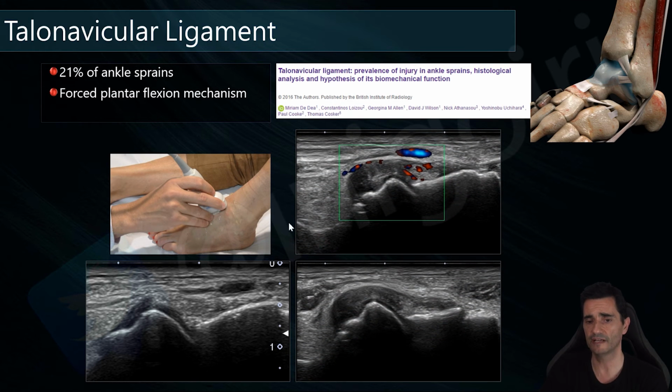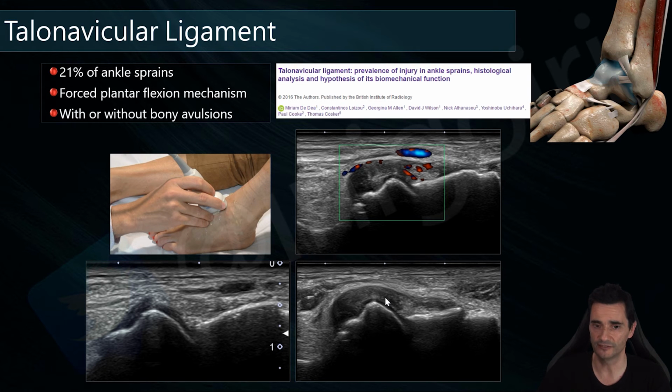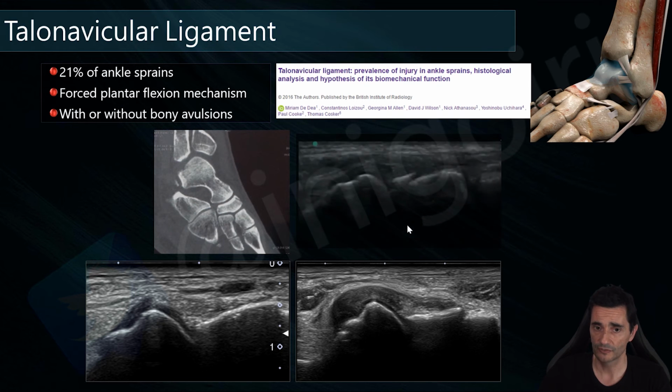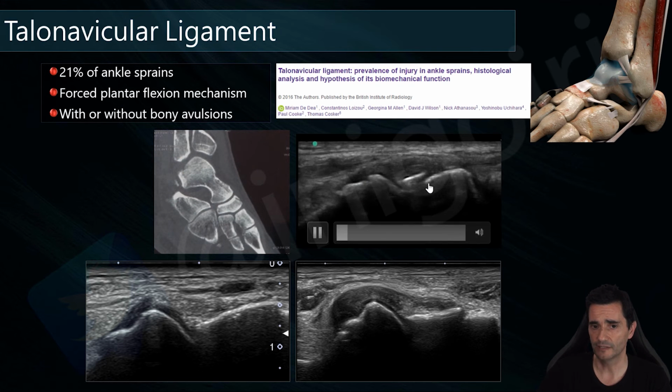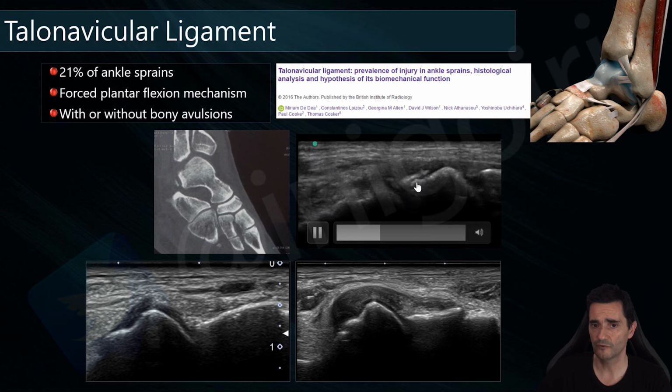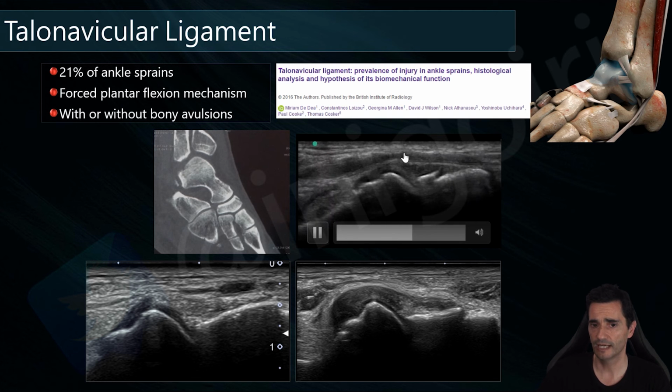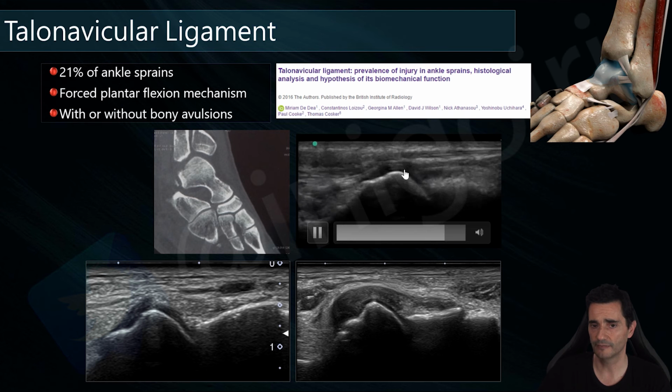And this is an example of an affection of this ligament, a very thickened, hypoechoic talonavicular ligament with Doppler. This image is very beautiful, but it's not the typical image. It's very typical to see this ligament thickened and hypoechoic, but not so exaggerated. Okay. Again, you can have or not bony avulsions. This is an example, an antique ultrasound with an avulsion of the navicular bone here and this hypoechoic thickened ligament here.